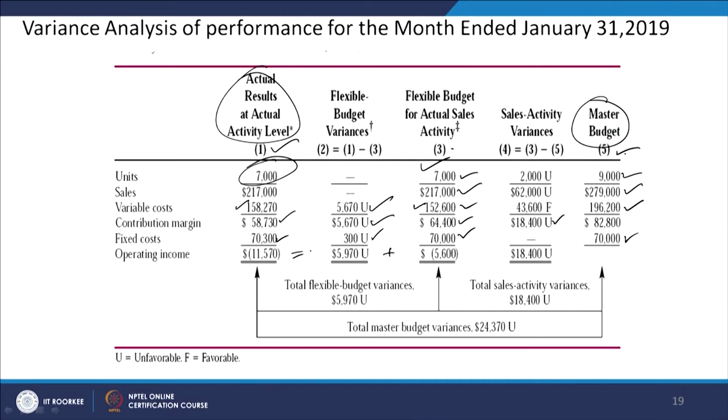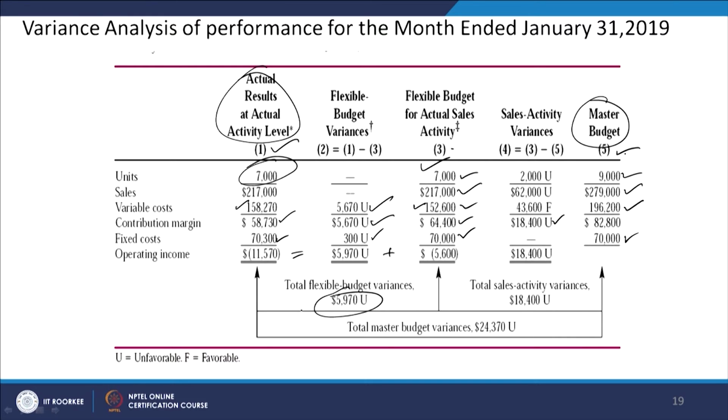So you see these variances between the master budget and the flexible budget are called the total sales activity variance, which is to the tune of 18,400 unfavorable. But this variance, 5,970, is a serious cause of concern, which was not expected to be there, because these two levels are the same, 7,000 budgeted and 7,000 actual performance. These were expected to be the same, but it has not been the same.